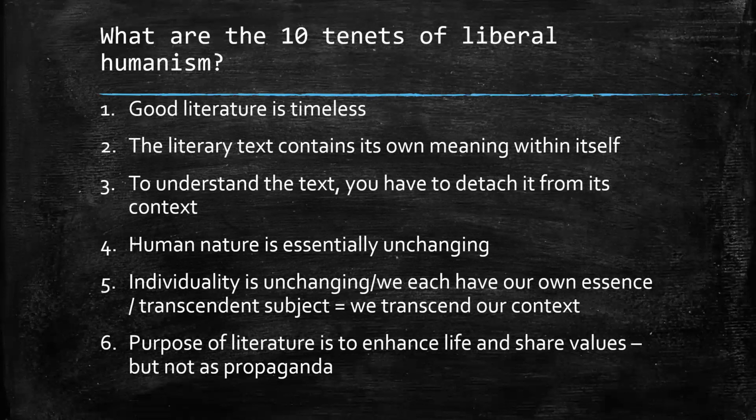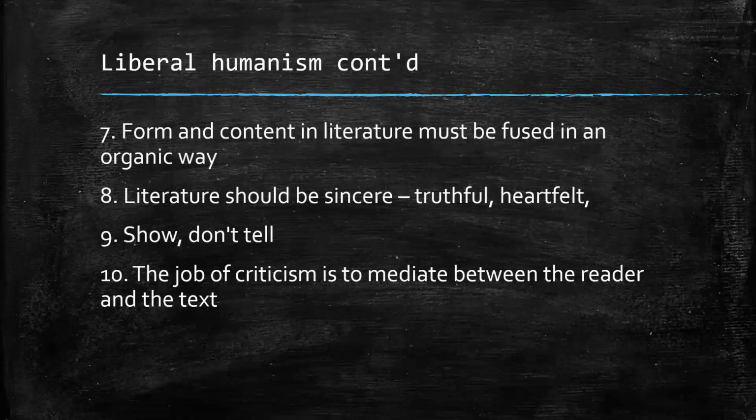Liberal humanism believes that the purpose of literature is to share key values and enhance life, but not as propaganda. Rather, the form and content in literature fuse in an organic way to deliver key ideas. The literature should be sincere. It should show these ideas, not tell them. For liberal humanists, then, the job of the critic is to basically lead the reader to the key concepts in the text. Remember, the text in this view has key values inside of it. You sort of have to crack it open and show it to the reader.